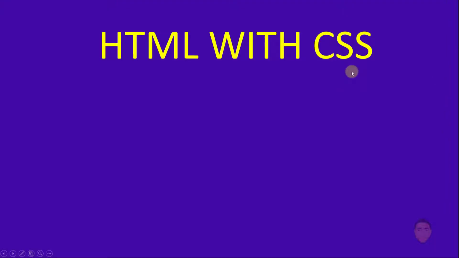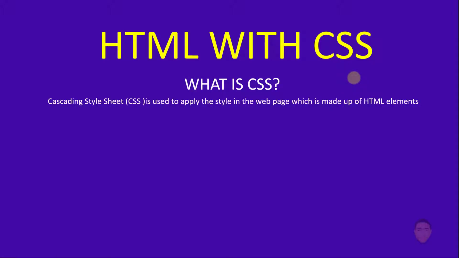Now, this is where things get more interesting. We are going to learn about CSS. So what is CSS? CSS is just an acronym for cascading style sheet and is used to apply style in your web page. So we'll be learning about our tags. We'll be learning about attributes.